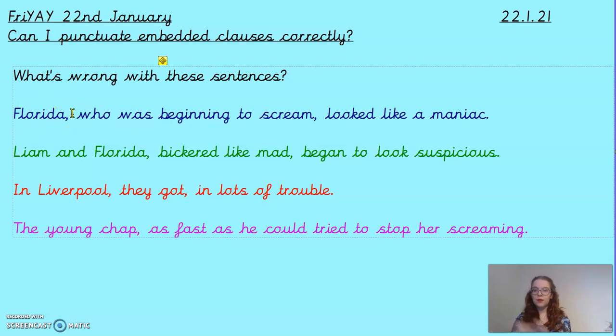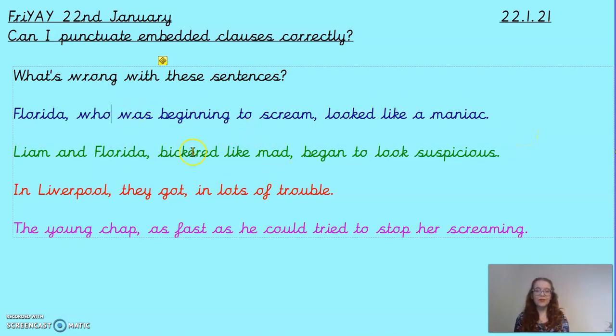Did you get this one? Now add in Florida, who was beginning to scream, looked like a maniac. Now it's a correctly punctuated embedded clause. Okay, Liam and Florida bickered like mad, began to look suspicious. Ooh. Liam and Florida bickered like mad makes sense. And Liam and Florida began to look suspicious makes sense. But what's wrong with this little bit in the middle? What's wrong with it all together? Liam and Florida bickered like mad, began to look suspicious.